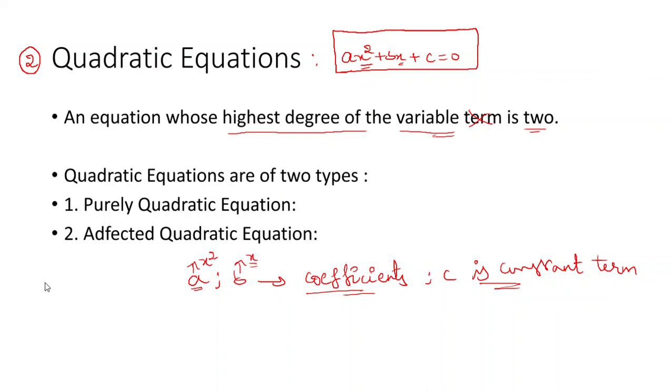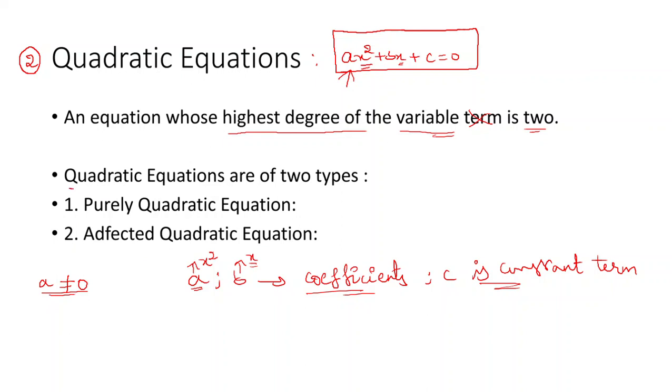And a should not be equal to 0, because if a becomes 0, then this becomes a linear equation. So for a quadratic equation, the coefficient of x square must not be equal to 0, because if it becomes 0, then it becomes a linear equation, or a constant term if b is also 0.